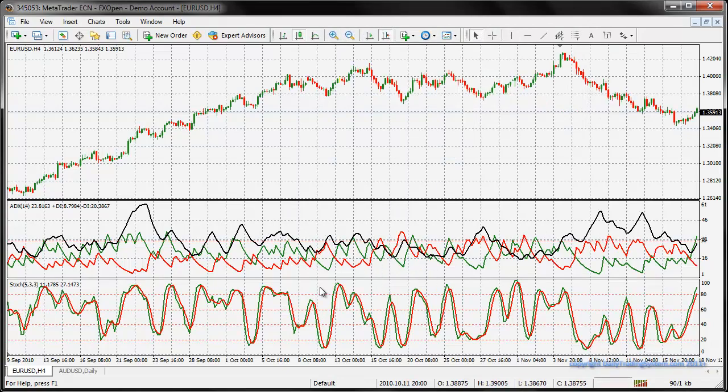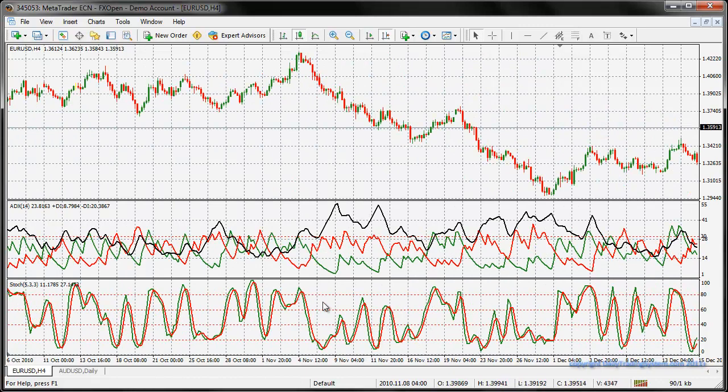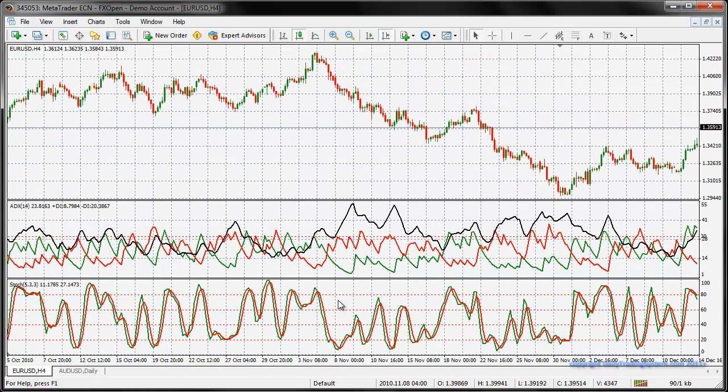Alright, so once you've done that, we're looking for these buy and sell areas in the market, and we're trying to filter out any possible losses that could occur if we didn't have a set of rules. So a first set of rules is to always make sure that this ADX line is above 30. It doesn't always have to be above 30, but if you want a really strong signal, it should really be above 30.